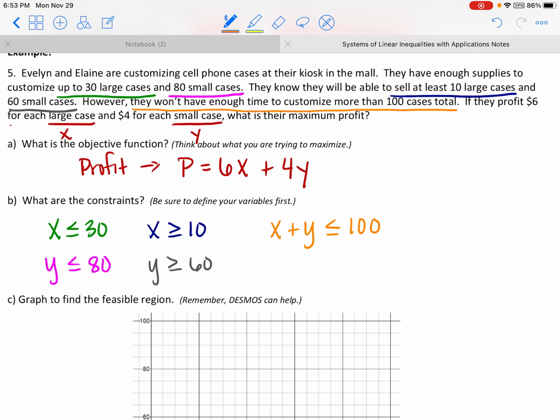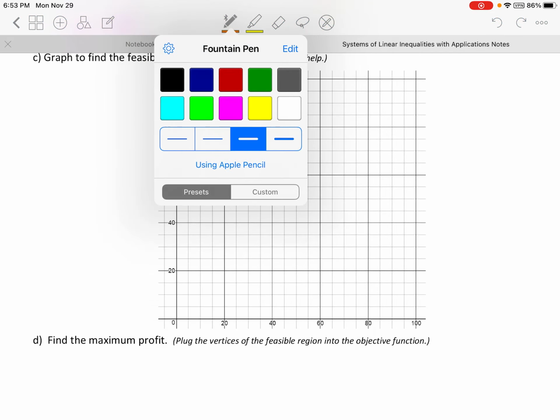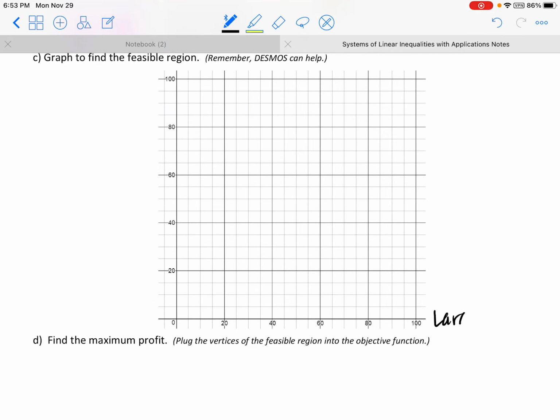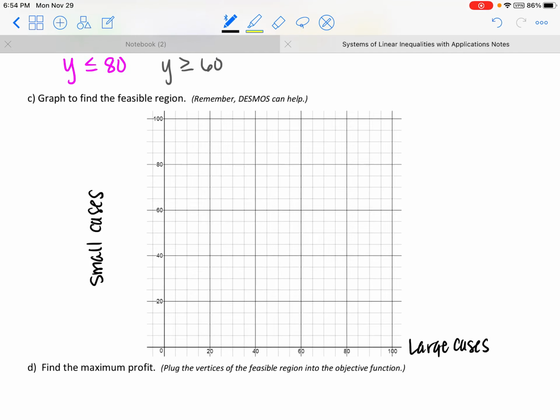So we said x's were the large cases, so I'm going to put large cases over here. And then the y's were small cases, so I'm going to put small cases this way. Okay, so let's graph these constraints.